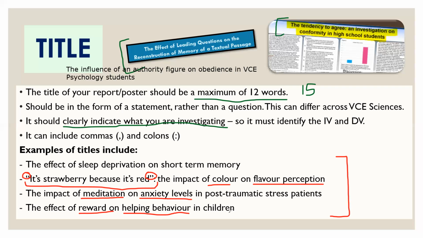But it's very important for you to remember that you need to include the IV and DV in your title. It doesn't matter about the direction of effect. You don't need to say how reward increases helping behavior. You don't need to include words like increasing, decreasing here. It's just a generally worded title that indicates the IV and the DV. That's about it. So that is our title, and our title is usually worth 1 to 2 marks. Just keep that in mind.